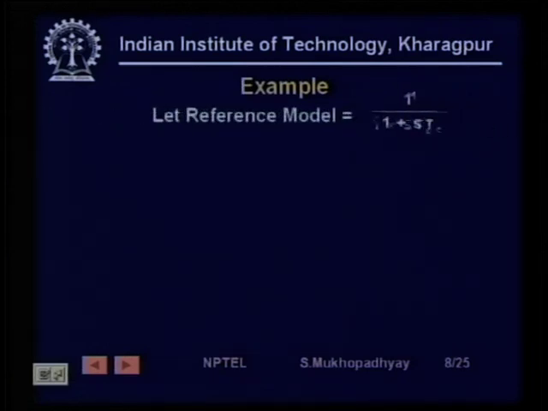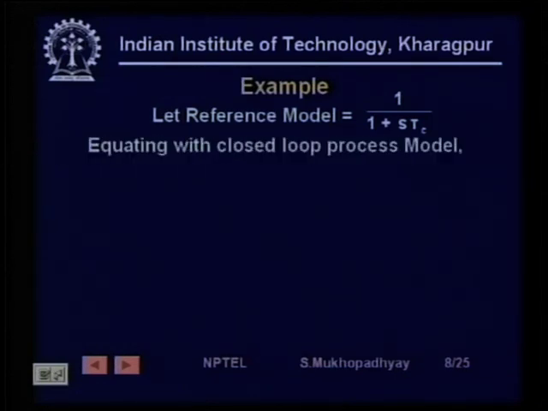In this example, let the reference model be 1 by 1 plus sTc. So let's suppose I want the closed loop plant to behave like a first order process with some time constant Tc. Now, what is the closed loop process model transfer function? We know that it is given by GGc by 1 plus GGc. This is one of the elementary facts of control theory, where G is the transfer function of the open loop plant and Gc is the transfer function of the controller, which is in the forward path, and we have unity feedback.